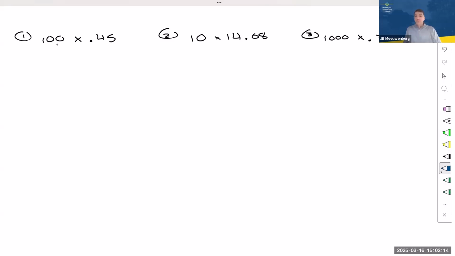For number 1, we were multiplying by 100, so we will shift our decimal point two places to the right. There's 1, there's 2, and we end up with 45. Our decimal point is all the way on the right, so that's just the number 45. In number 2, we're multiplying by 10, so we move our decimal point one place to the right. That jumps the 0. 140.8. 140 and 8 tenths. On number 3, we have 3 zeros, and so we'll move that decimal point 3 places to the right. Jump the 3, jump the 2, jump the 7, and we have 327 and 14 hundredths.